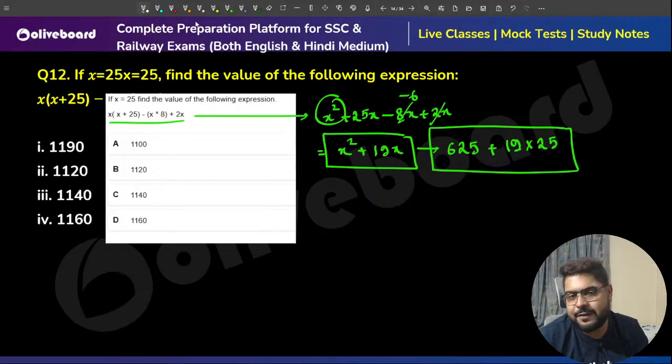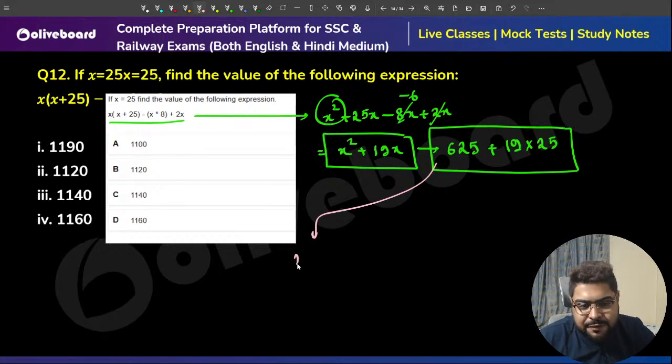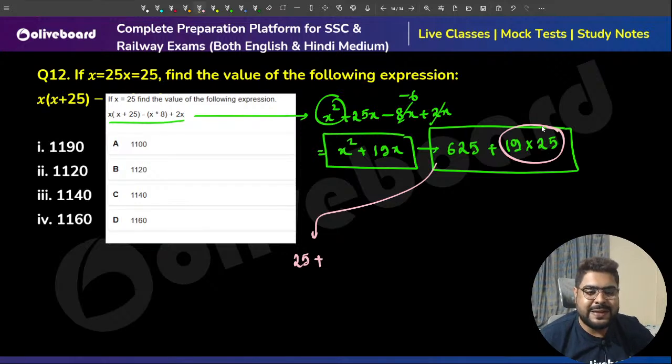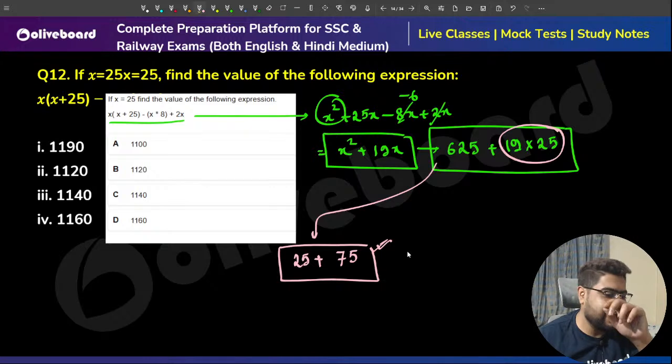19 times 25. Let's do a very simple exercise here. Can you guys understand or not? 625 ends in 25. 19 into 25 always ends in 75. Can you guys see this?